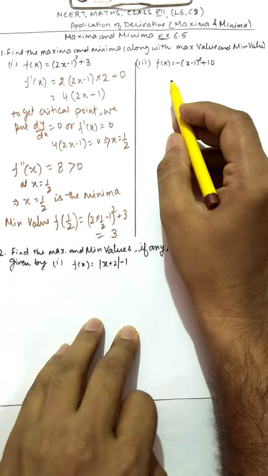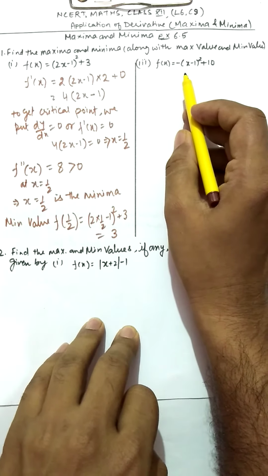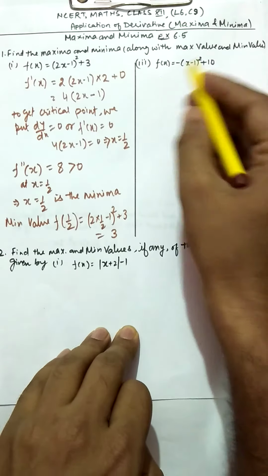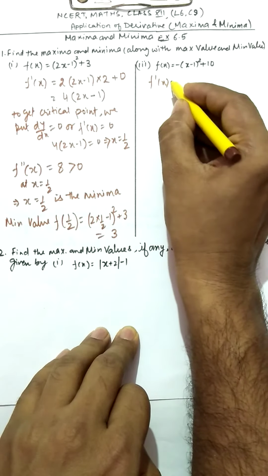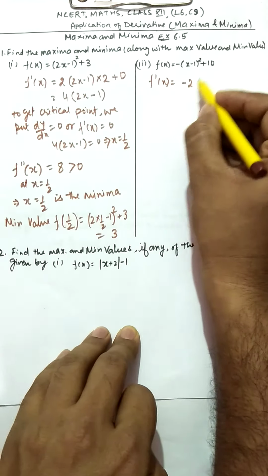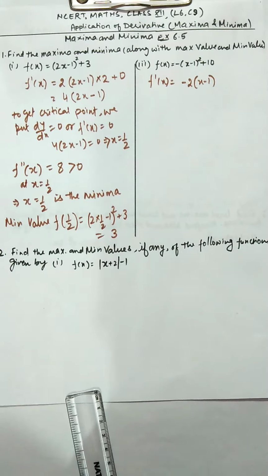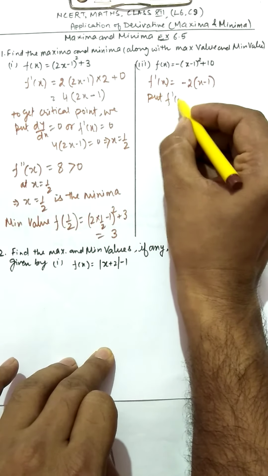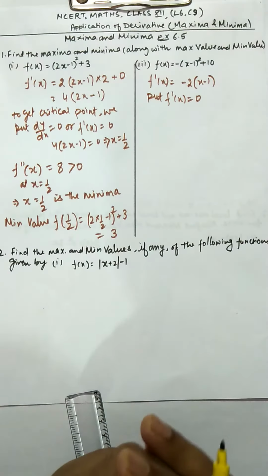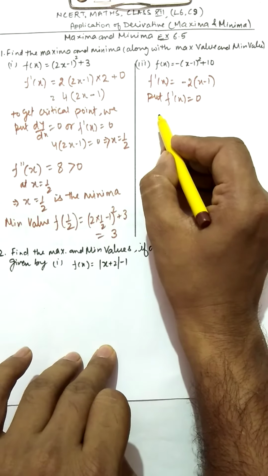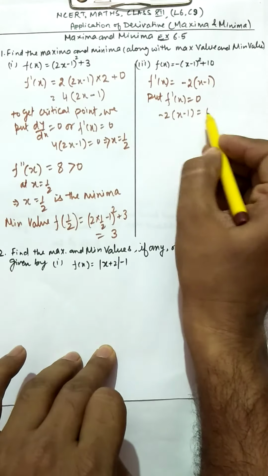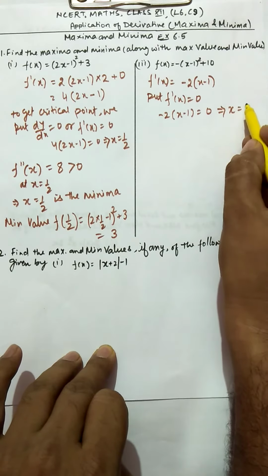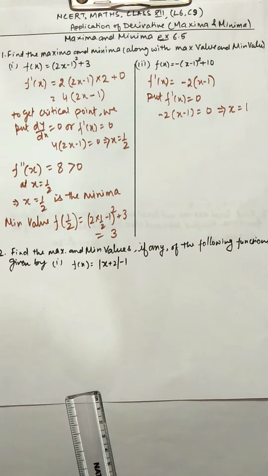Let's discuss this question. This is f(x) = -(x - 1)^2 + 10. We'll find f'(x). f'(x) will be -2(x - 1). This is our f'(x). Now we put f'(x) equal to 0 to get the critical point. That will give you -2(x - 1) = 0. So from here you are going to get x = 1. So x = 1 is going to be either maxima or minima.